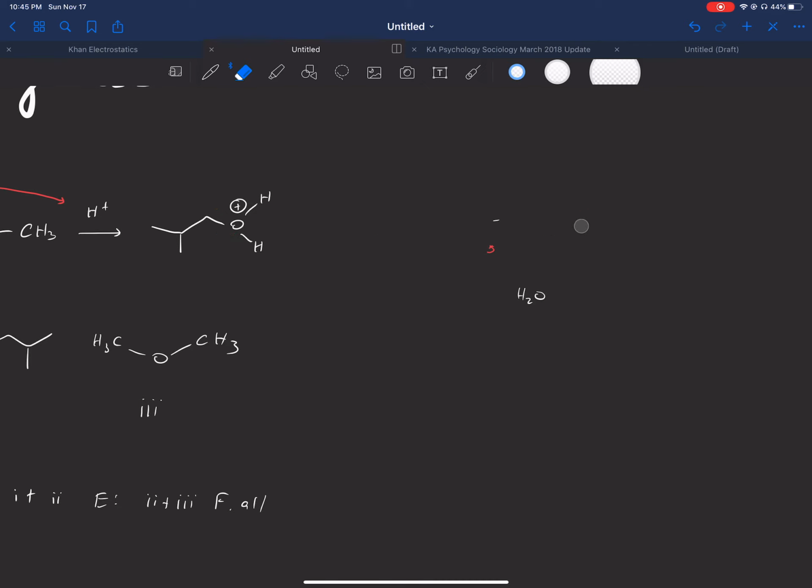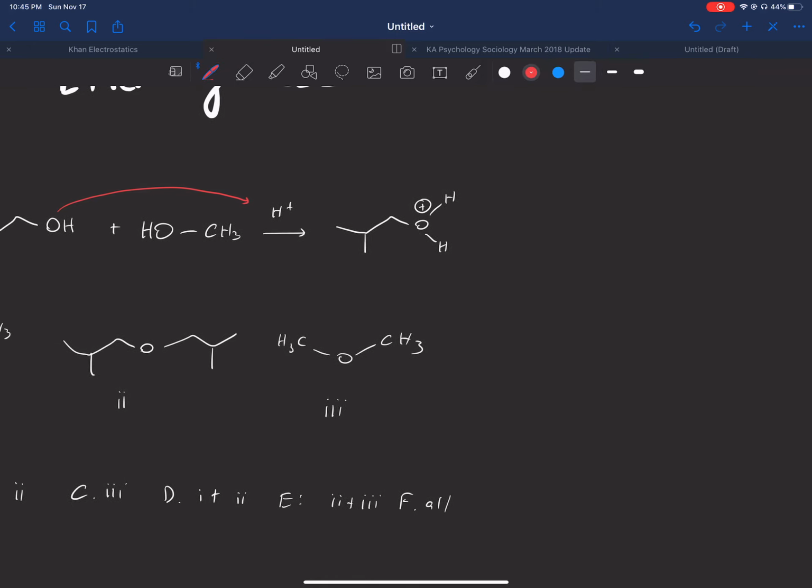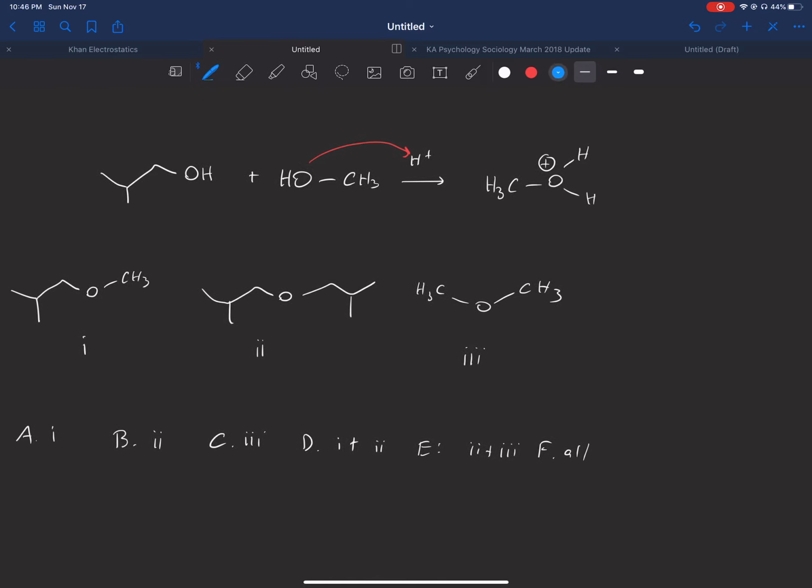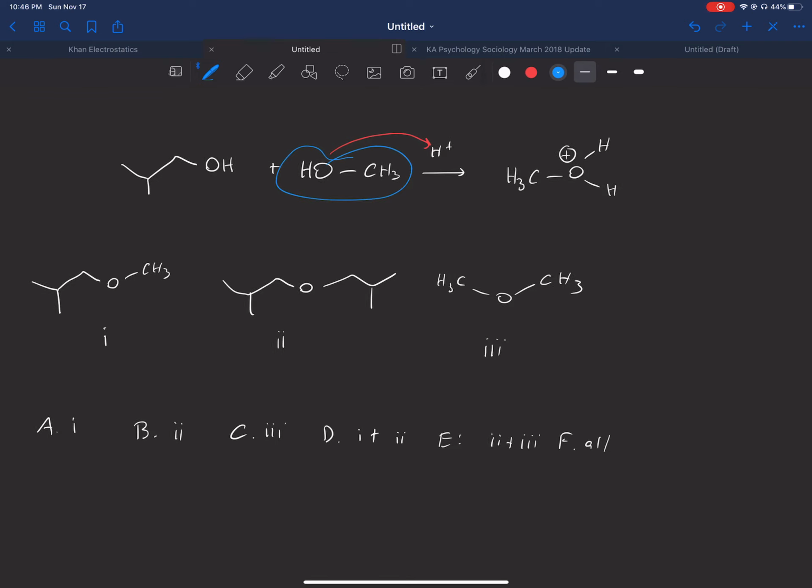Now what happens if this was the one that grabbed it? The one on the left grabbed it. Oh, wait, let's erase this. So now we had this, okay? And so we have, let's see, it's going to be protonated, right? And now how about if another one of these came in, right?